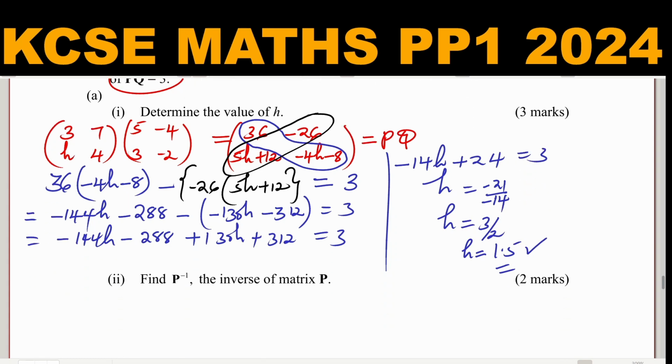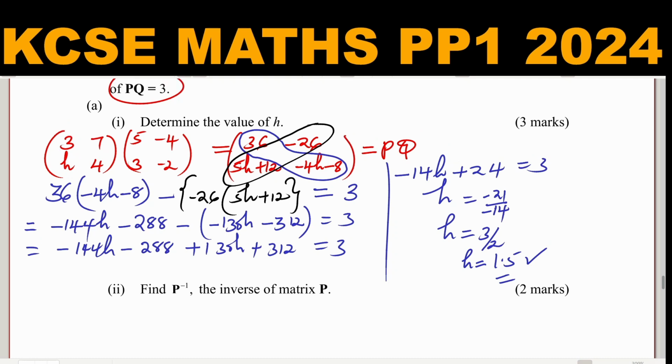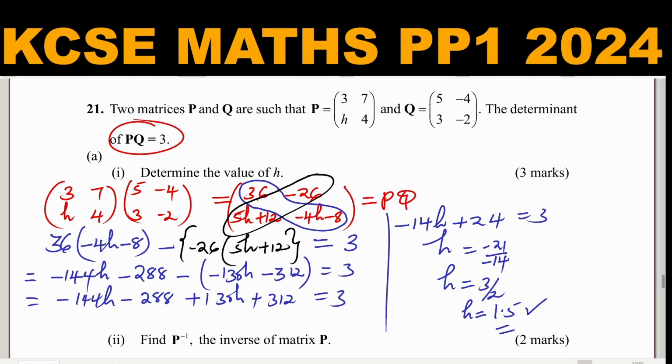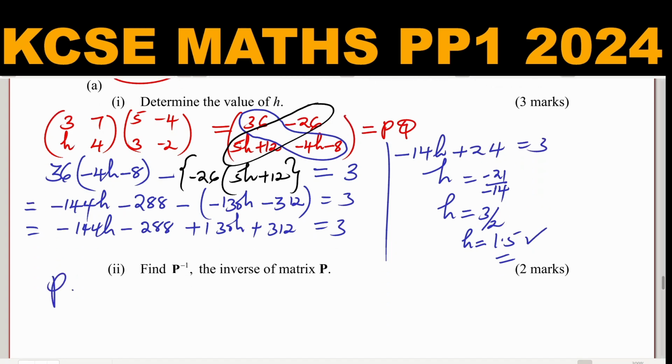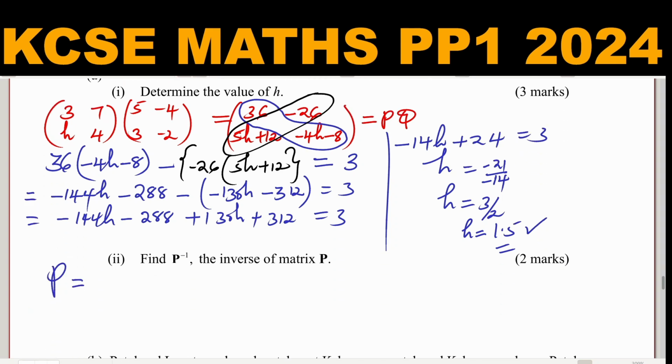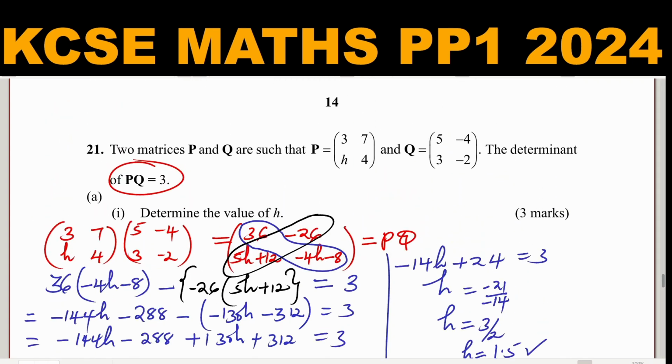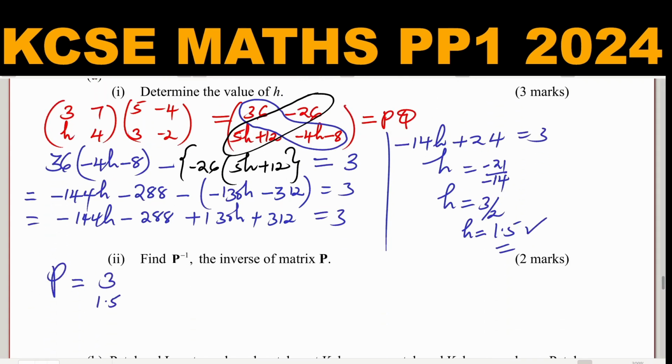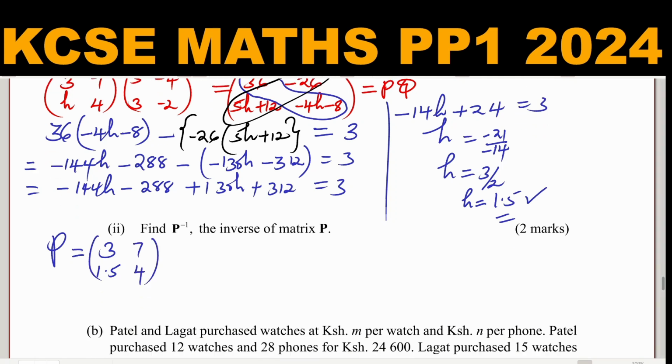Part 2, find the inverse of P, P inverse. That is the inverse of P raised to power negative 1. So let's go to P. The matrix P is [3, H; 7, 4], H is 1.5, we already got that. So we need to get the inverse of this matrix.